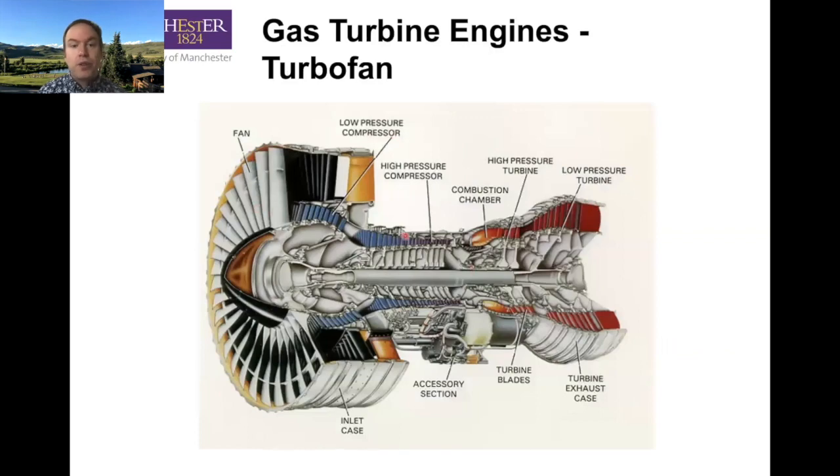This is an example of a two-spool turbofan. We have a fan at the front, a low pressure compressor or booster, and a high pressure compressor. We have our combustion chamber, and then we have two turbines for each of the shafts, a high pressure turbine, which drives our main high pressure compressor, and our low pressure turbine, which drives our low pressure compressor and fan. This is an example of a Pratt & Whitney engine. General Electric engines are very similar. Rolls-Royce large gas turbine engines tend to be three-spool, where the low pressure, or what they call intermediate pressure compressor, is separate from the fan.